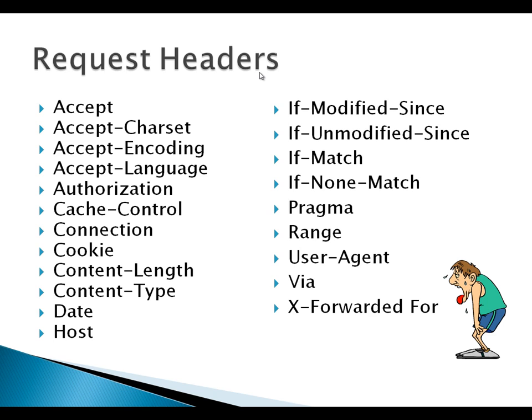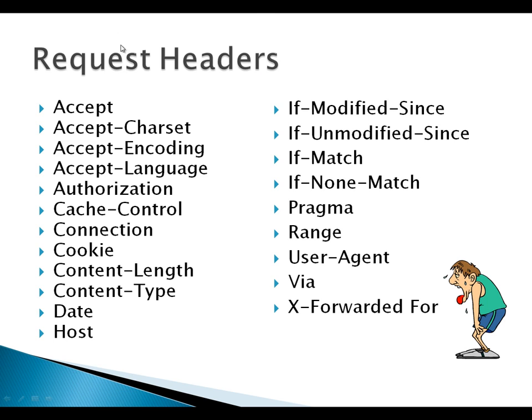The very first header is the Accept header. It tells what content type is acceptable for the response. So when the browser sends a request, it tells, okay, I accept text slash plain file, or I accept image slash JPG file. Then the server will know, okay, this browser only understands this. We will send this particular response to him.